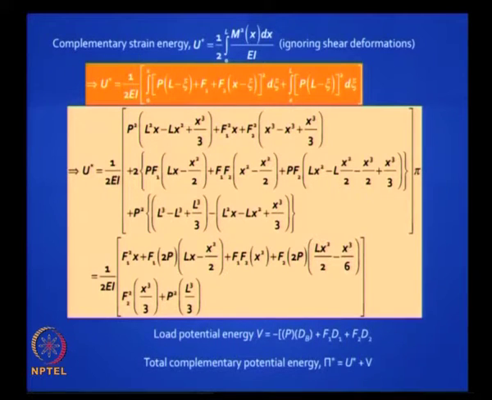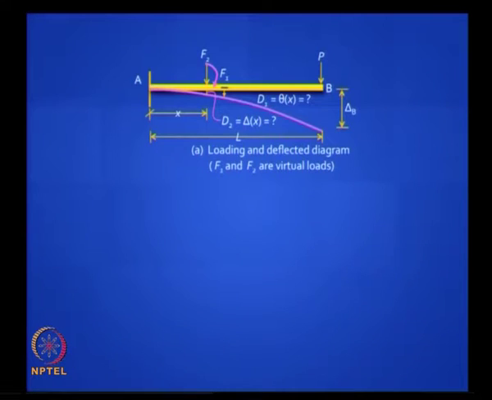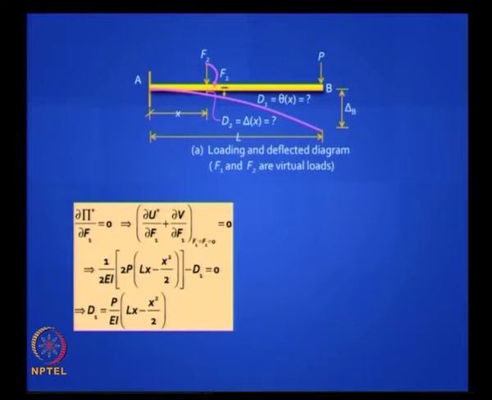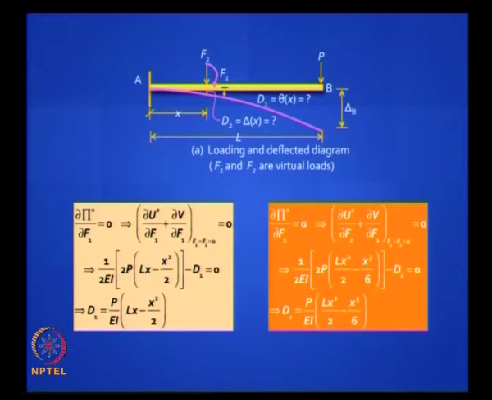Load potential energy pi star, what is V? V is minus P into the total deflection under the load plus the deflections caused by the imaginary F1 and F2, right. So you get that expression and invoke the theorem dou pi star by dou F1 equal to 0. When you take the final form, you should insert the values of F1 and F2 equal to 0. Similarly you take the second equation, dou pi star by dou F2 equals 0, and you get the values of d1 and d2. You get the slope and deflection using this energy formulation.